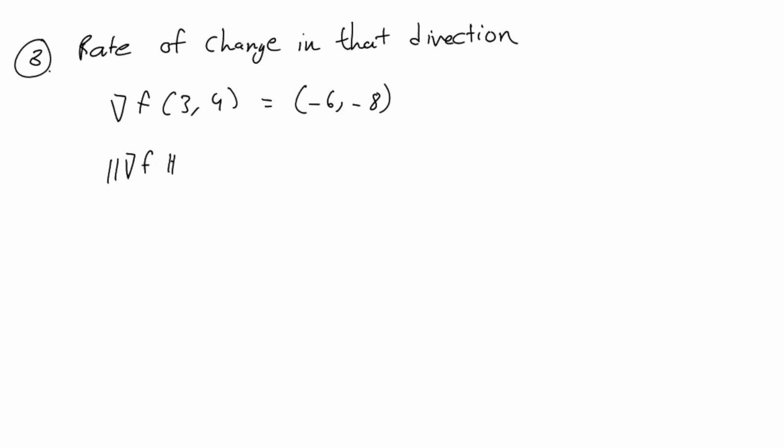Pretty sure it's similar in physics as well. The magnitude of the vector is just going to take the square root, remember the Pythagorean theorem. So it's going to be (-6)² + (-8)². And when we do the math, we get that this is equal to the square root of 100, which is equal to 10. So 10 is the rate of the steepest increase of the hill at that specific point, and the direction is going to be the gradient itself, which is (-6, -8).